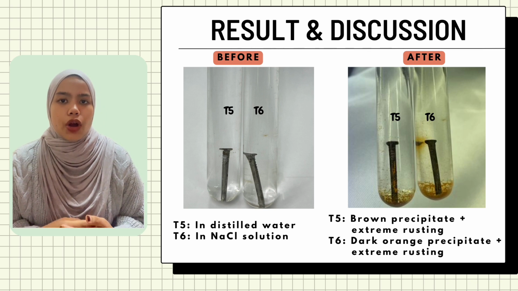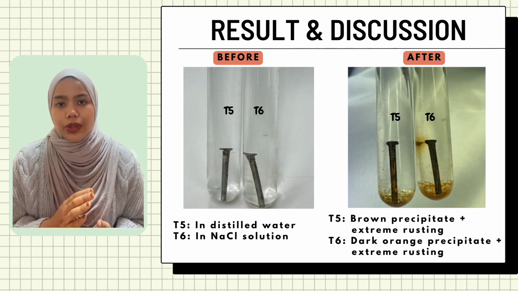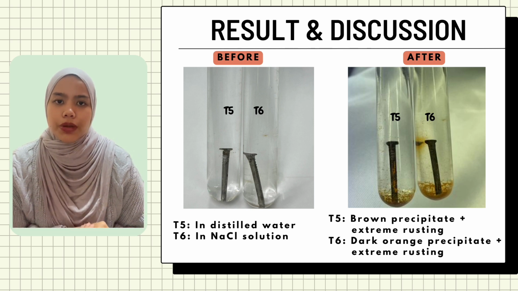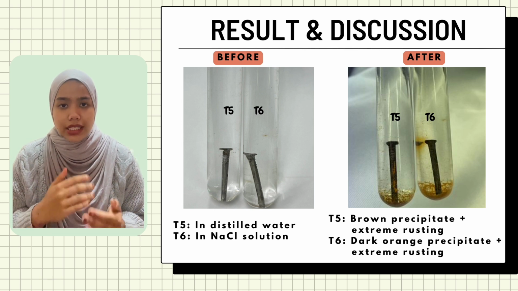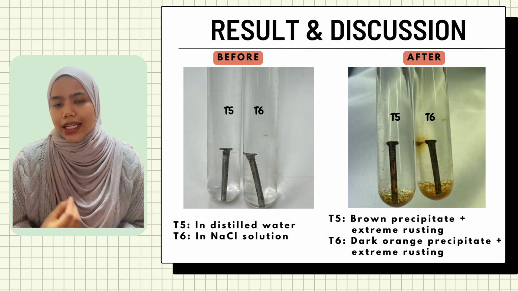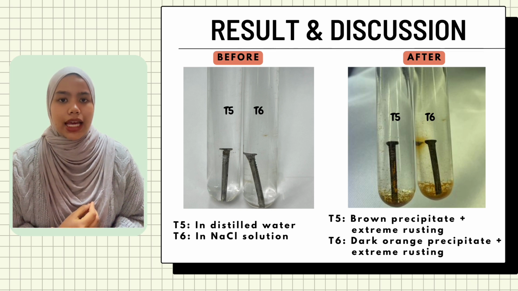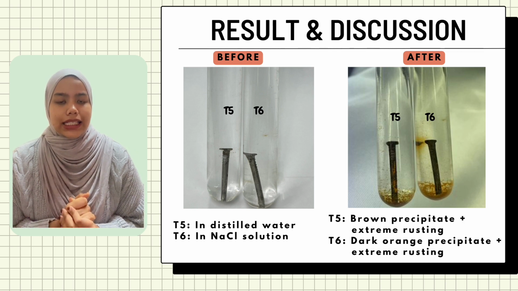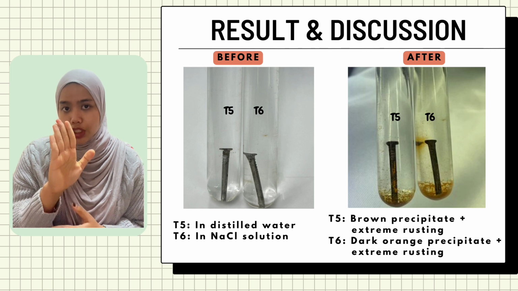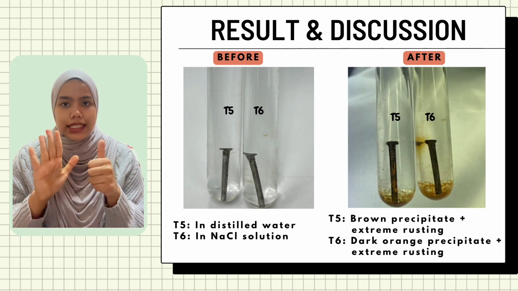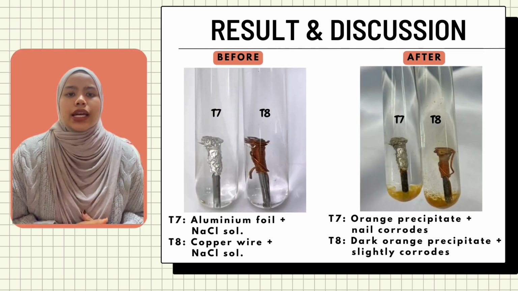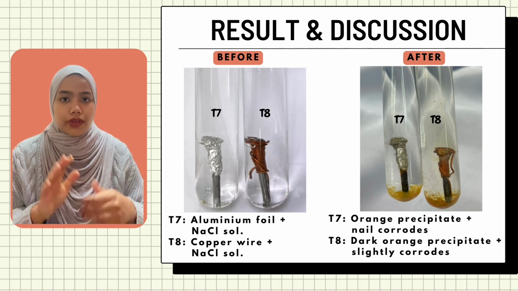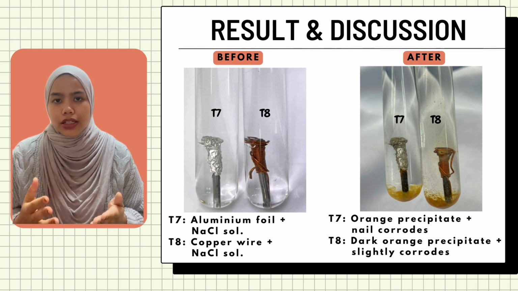The iron nail also corrodes in sodium chloride solution, which is test tube number 6, due to the solution's ability to improve the conductivity of the corrosive liquid and hence quicken the reaction between the iron and dissolved oxygen. So the corrosion level for test tube number 5 is level 2, while for the 6th test tube it is level 3.